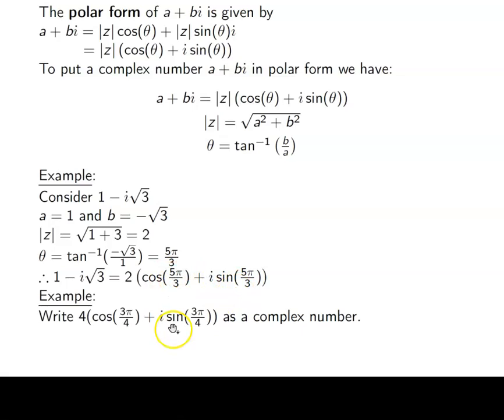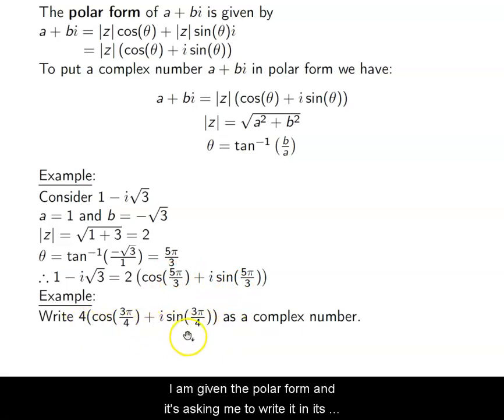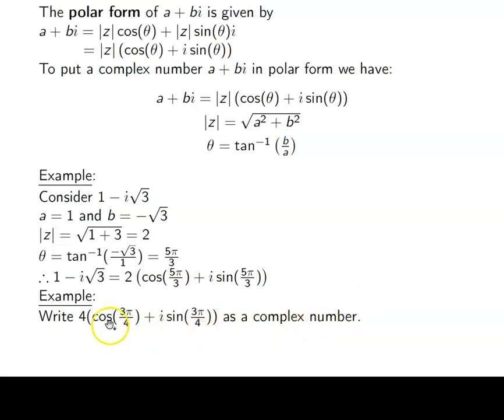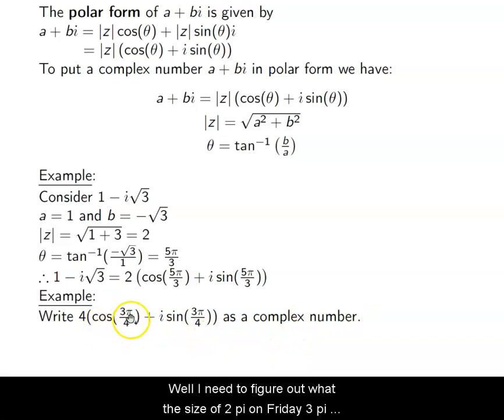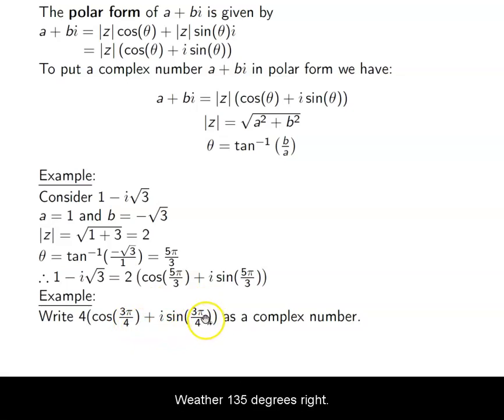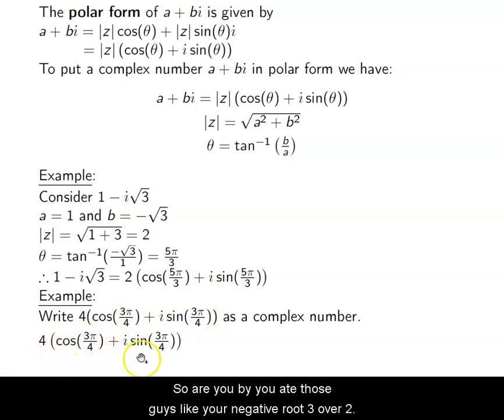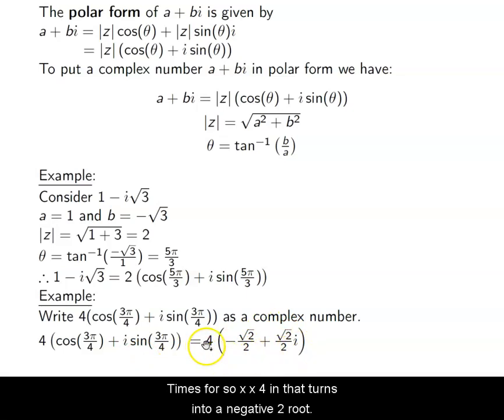For example, here I'm given the polar form and it's asking me to write it as a complex number. Well, I need to figure out the values for 3 pi over 4. I know that this is a negative root 2 over 2, and this is a positive root 2 over 2, because it's the same thing as 135 degrees. So I evaluate those values. I get negative root 2 over 2, root 2 over 2, times 4. So multiply times 4, and that turns into negative 2 root 2 plus 2i root 2.